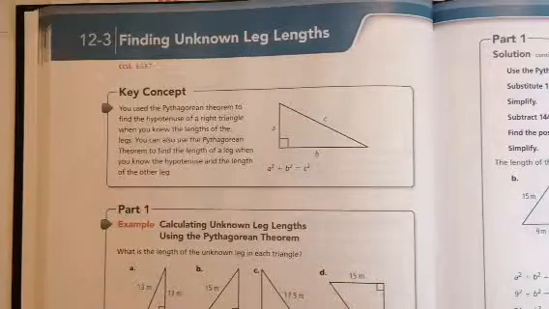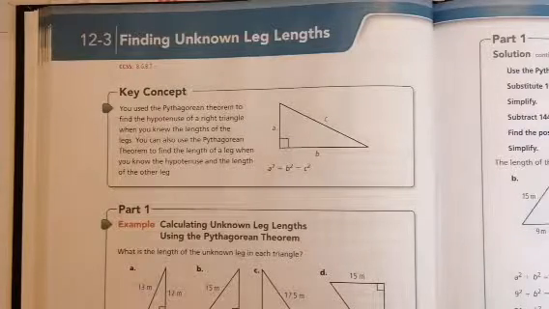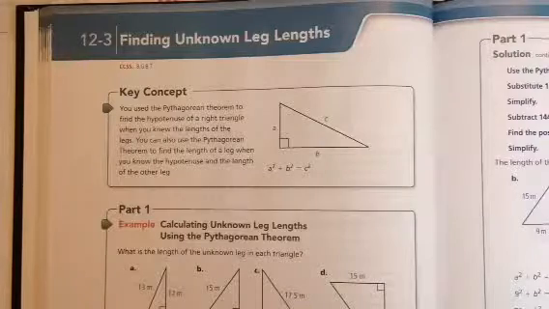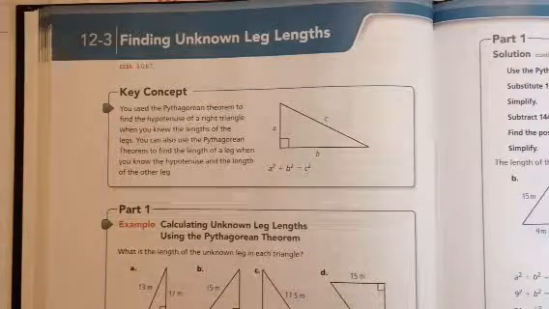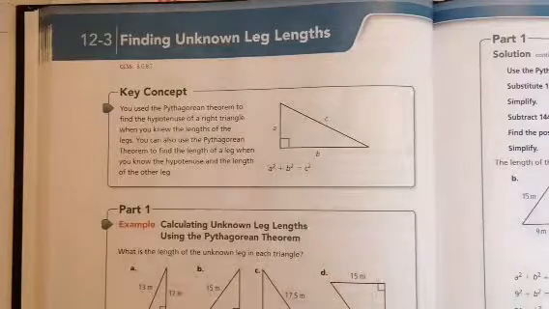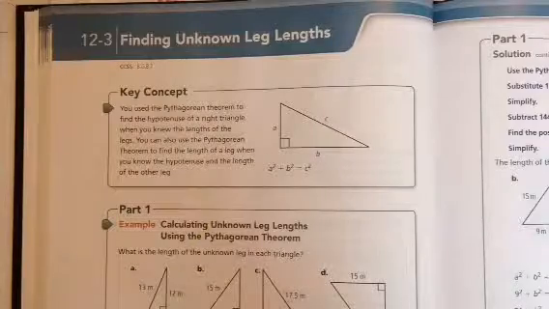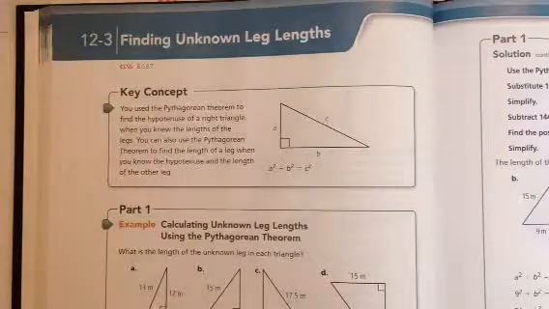Lesson 12.3 is finding unknown leg lengths. So we're going to use the Pythagorean theorem that we learned in lesson 12.2 to find the lengths of unknown legs. You use the Pythagorean theorem to find the hypotenuse of a right triangle when you knew the lengths of the legs, but you can also use the Pythagorean theorem to find the length of a leg when you know the hypotenuse and the length of another leg.